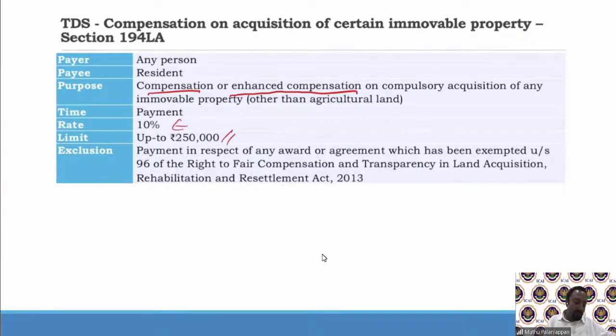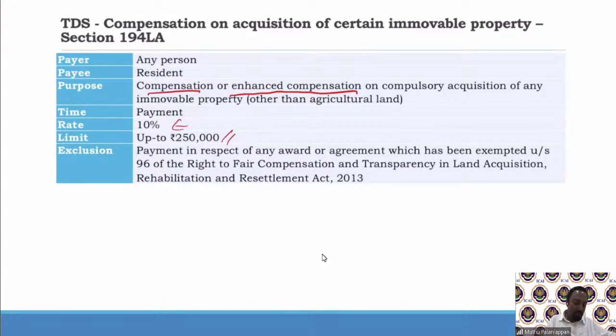And similarly, there is a specific exclusion in respect of any award or agreement which has been exempted under Section 96 of the Right to Fair Compensation and Rehabilitation Act. So this compensation is covered under this Act, and then that amount is excluded from this. So the deduction is only on the compulsory acquisition amount, excluding the amount treated under right to fair compensation. So that will be classified under 10%.